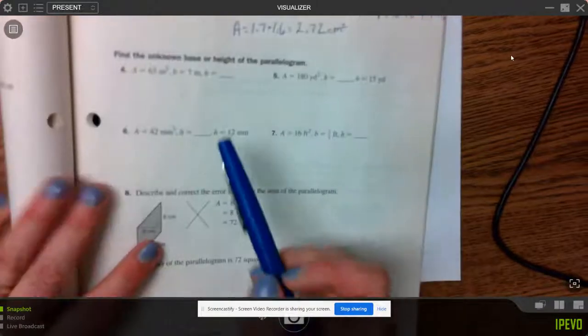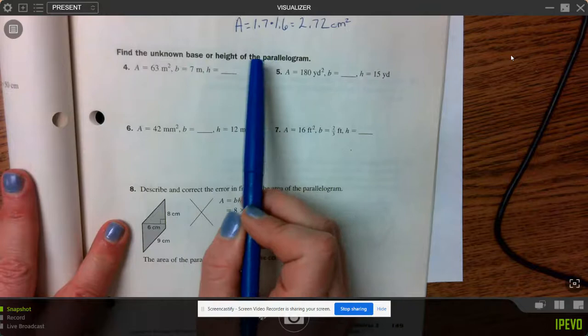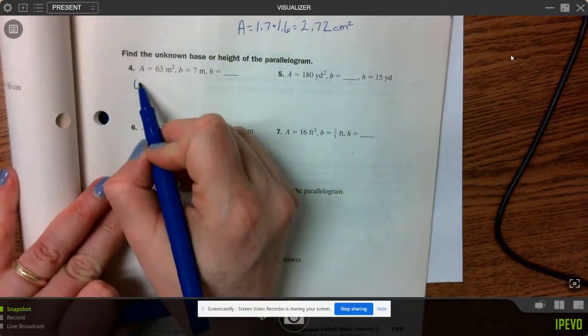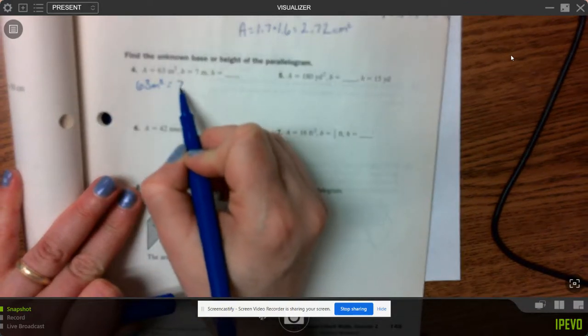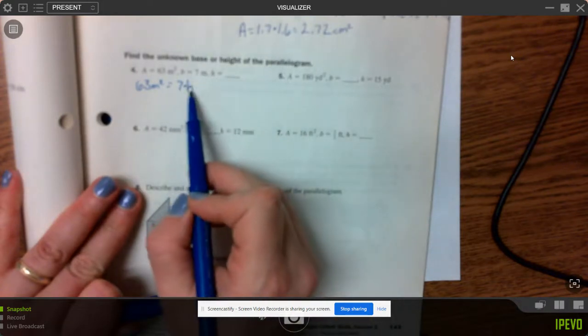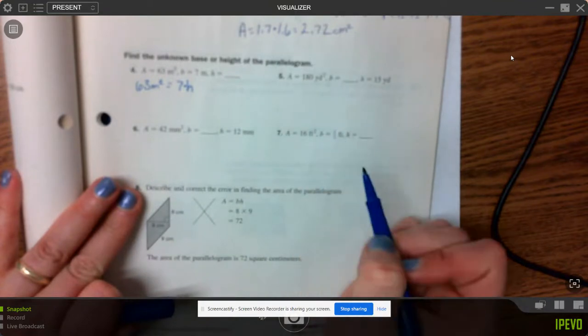When we need to find our unknown base or height, that's where you have to fill in the area. Our base is 7, and we're looking for the height. That's where we do our dividing to get the height by itself or to get the base by itself.